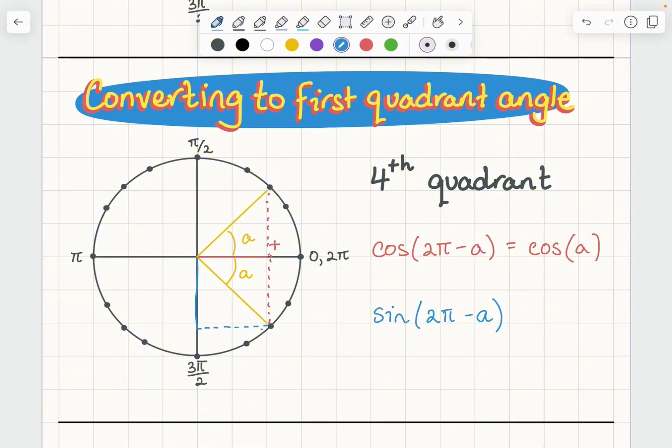And my sine value over here, projecting, I can see that is a negative sine value. I want my answer to be negative, but if I look in the first quadrant, using the first quadrant angle, I can see that will be positive. So I have to put a negative sine A.